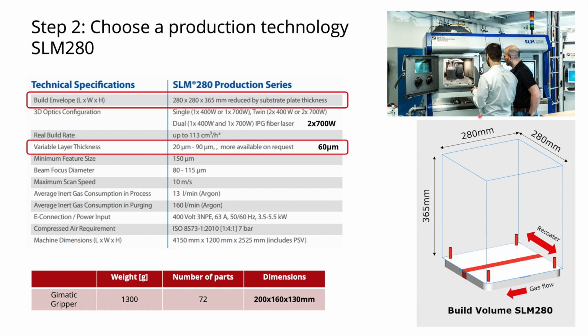Below you can see the volume of the build chamber, and to the left you can see that there are different layer thicknesses available, which defines the quality that you get out of the printer. The standard is a 60 micron layer thickness. In addition, we can see that it uses two 700 watt lasers, which also affects the quality, but also the speed with which you can print.